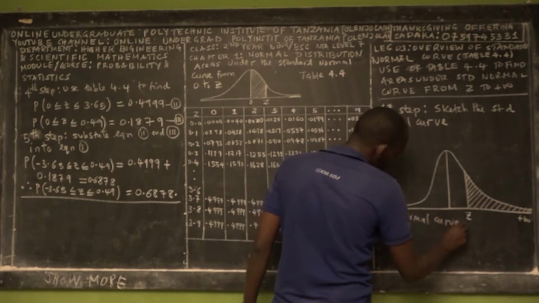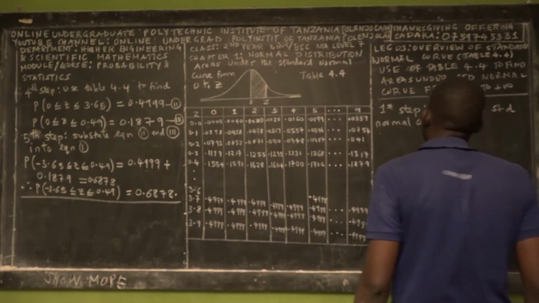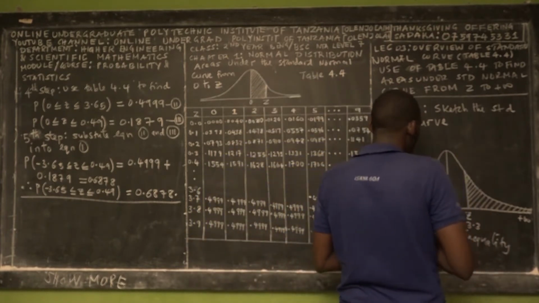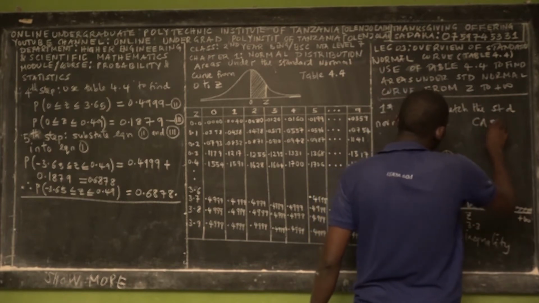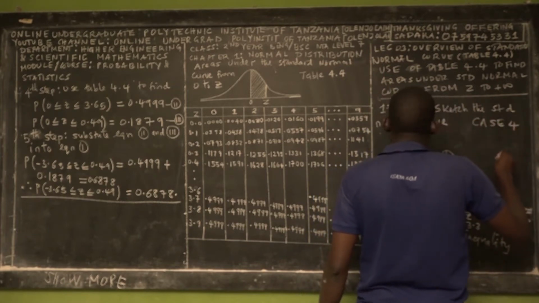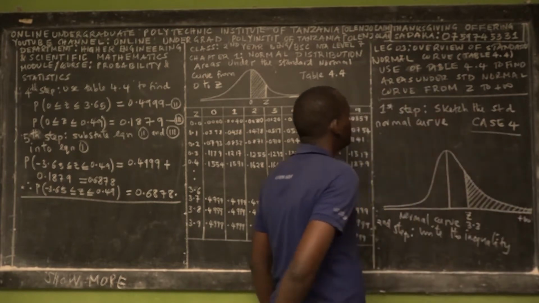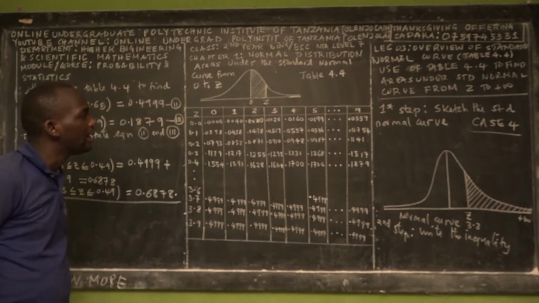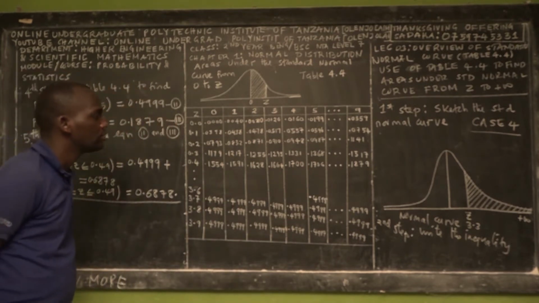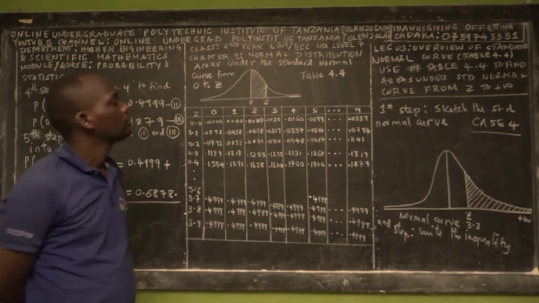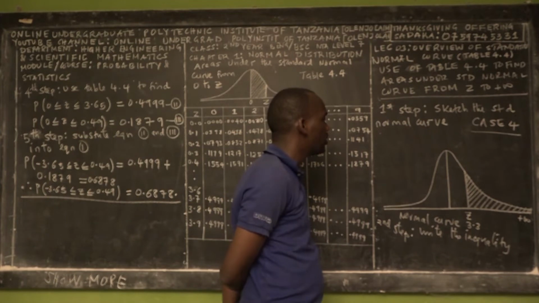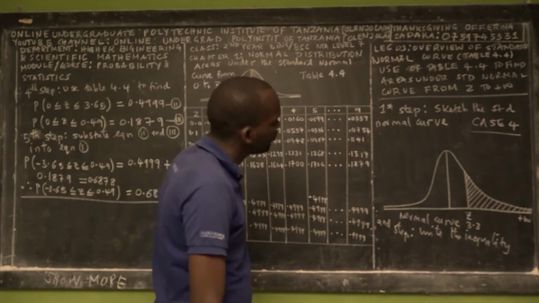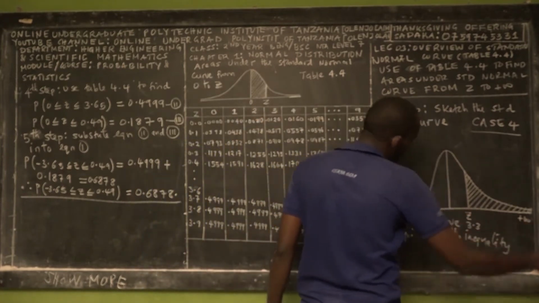Ladies and gentlemen, I would like to welcome you into case 4. And this case 4 is titled: use of table 4.4 to find areas under the standard normal curve from Z to positive infinity. So the first step, we ask you to sketch the standard normal curve, and this is our standard normal curve, where we would like to find the area under the curve from Z to positive infinity.